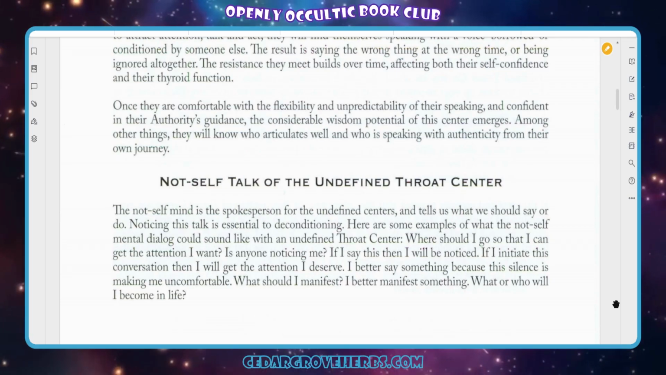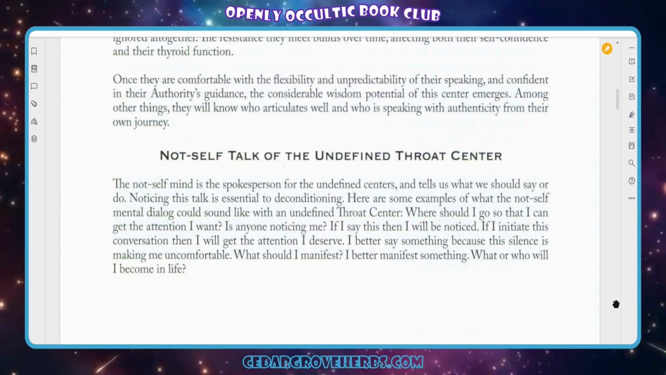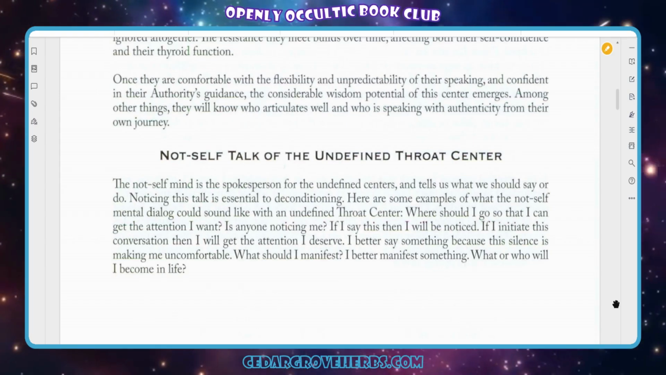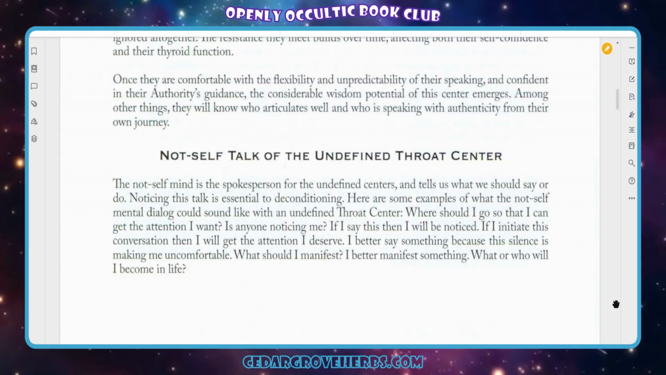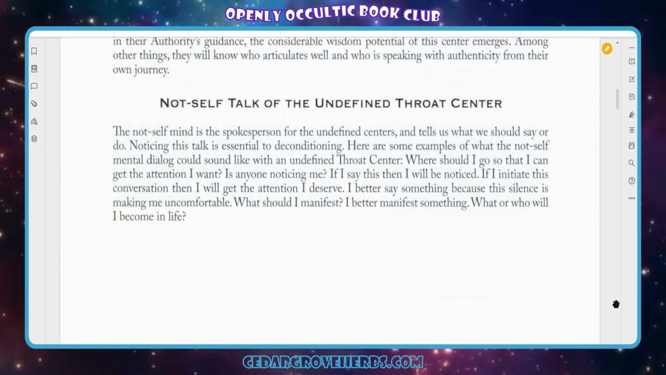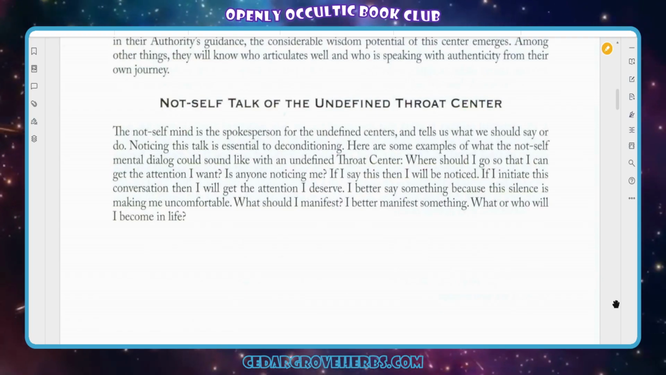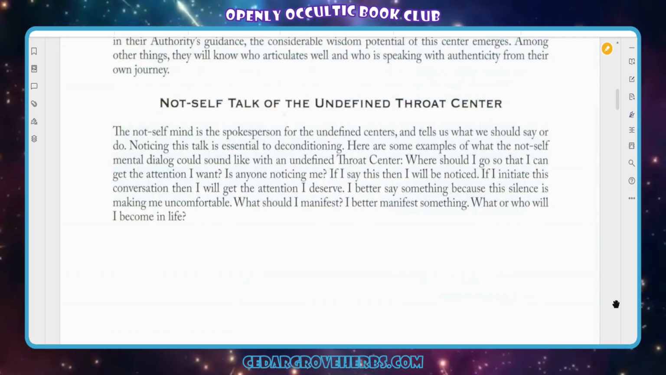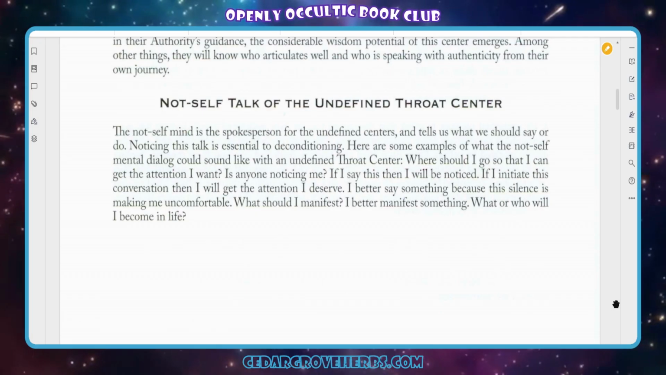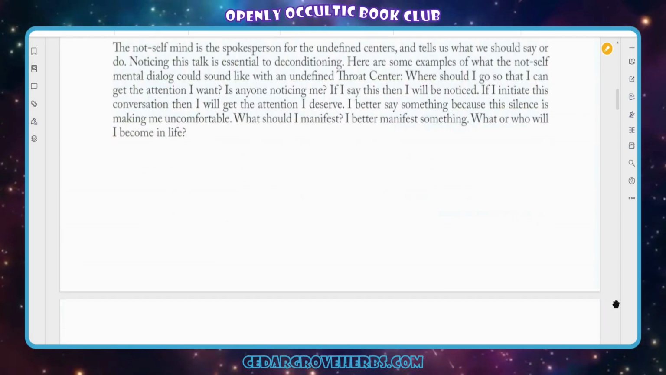Where should I go so that I can get the attention I want? Is anyone noticing me? If I say this, then I'll be noticed. If I initiate this conversation, then I'll get the attention I deserve. I better say something because this silence is making me uncomfortable. What should I manifest? I better manifest something. What or who will I become in life?